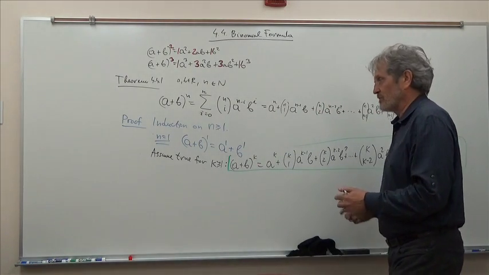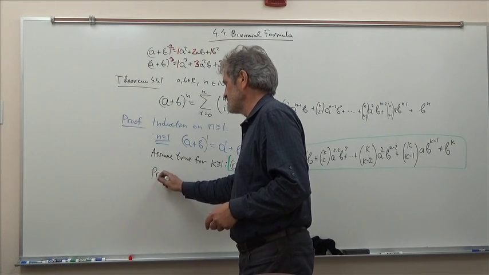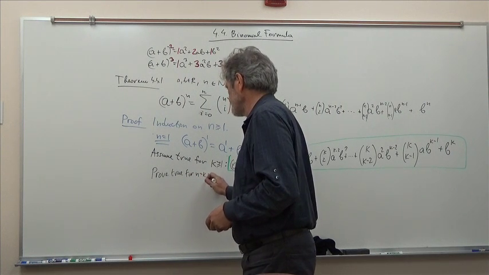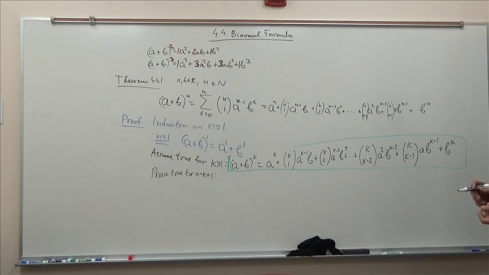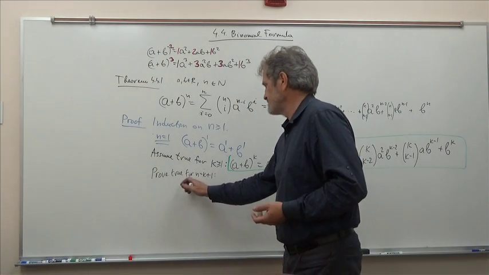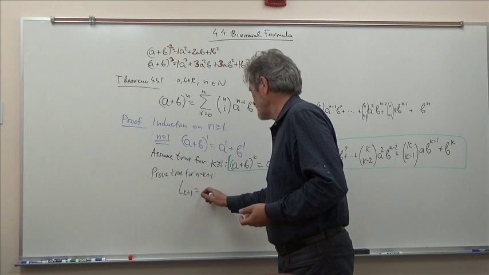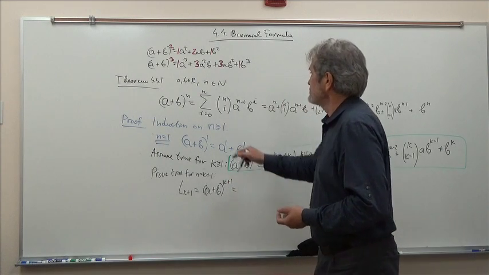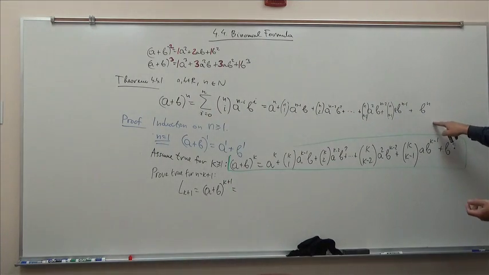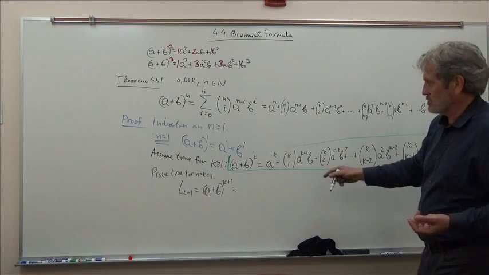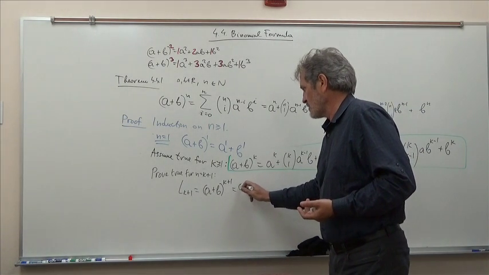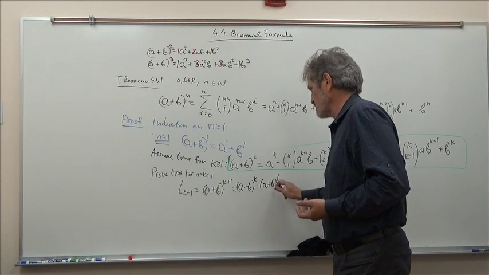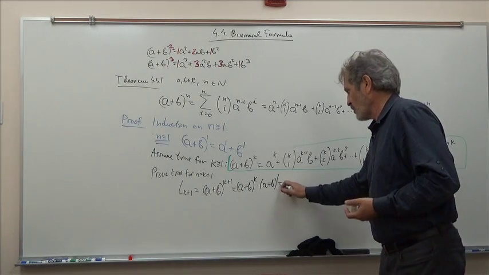So now I need to prove true for n equals k plus 1. Let me try to squeeze it in so that we have everything on the board. So here it is, left side. On the level k plus 1 it is a plus b to the k plus 1. And I need to show that it's equal to this complicated expression. So what do I do? I want to connect it with the inductive hypothesis. So I will write it as a plus b to the k times a plus b to the first, because that's basic algebra.